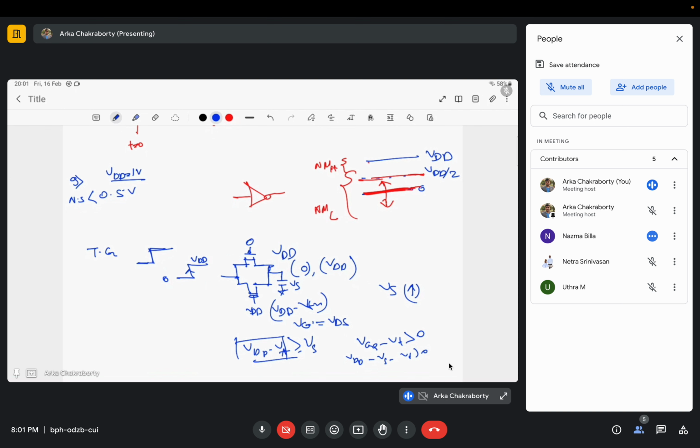Yes, from 0 up to VDD minus VTN, the NMOS is on. After that, the NMOS will go to cutoff. Yes, the PMOS will be in the on condition. The third statement is saying that up to VTN, my NMOS would be on. This is the statement, right? Okay, then yes, it is.